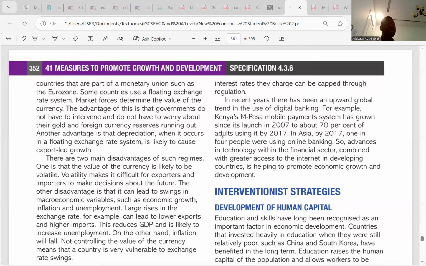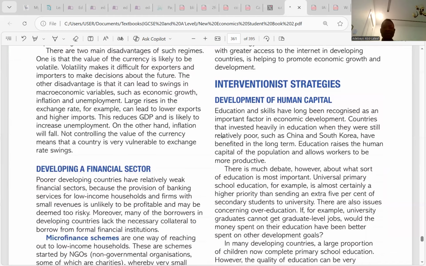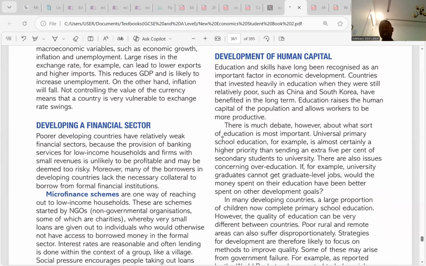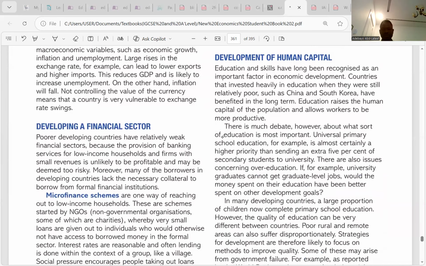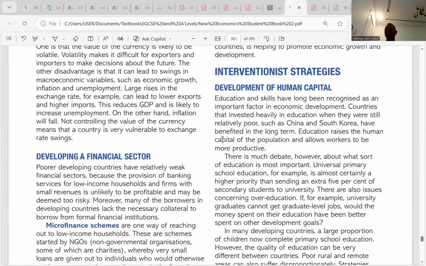So the financial sector is also crucial when it comes to measures to promote growth and development through the free market system. So we're done with the free market system. Now go to the interventionist strategies. For the interventionist strategies, we're simply talking about the government strategies that are being used to manipulate or to increase economic growth and development. So the first one we're going to talk about is development of human capital.